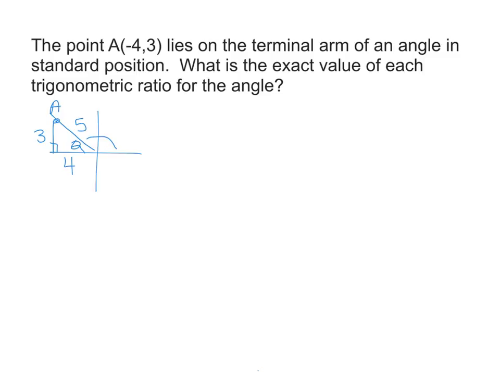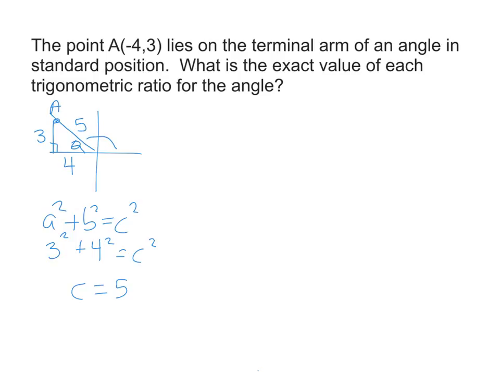Yeah, Pythagorean theorem. So a squared plus b squared equals c squared. And you'd find the length of that hypotenuse by doing 3 squared plus 4 squared. And you'd find out that c equals 5. Once we have the 3 side lengths, then we can find what it's asking for, which is the exact value of each trig ratio for the angle.